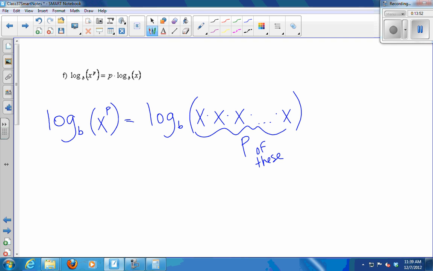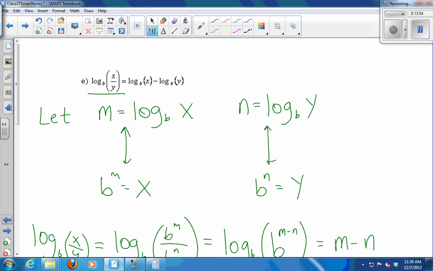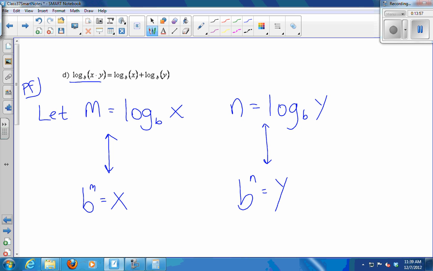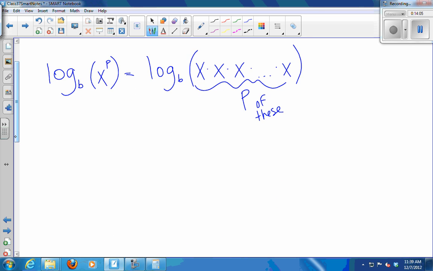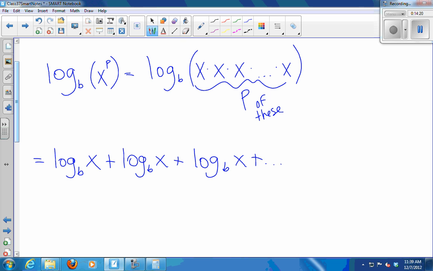So then I do my property from 2 back, the one that talked about multiplication, where you're taking log base b of the product of two things. It changes to a sum. So I have a product of multiple things, so it's going to become multiple sums. So this is going to be log base b of x plus log base b of x plus log base b of x plus log base b of x. So it looks like I'm distributing this log to all my x's and they're connected with addition signs.